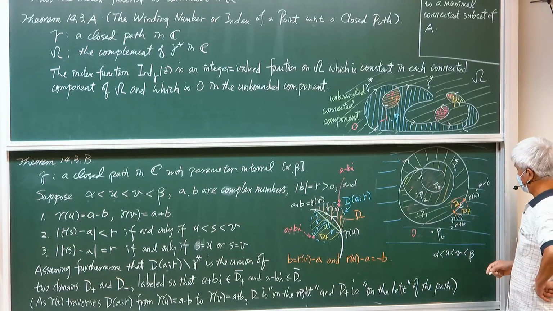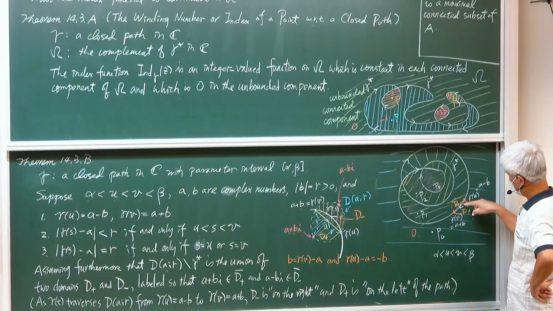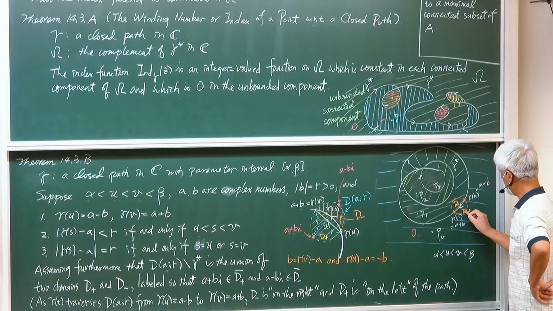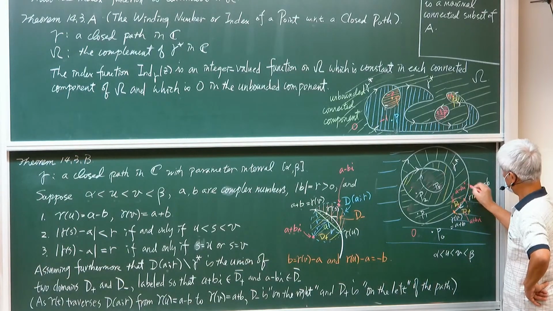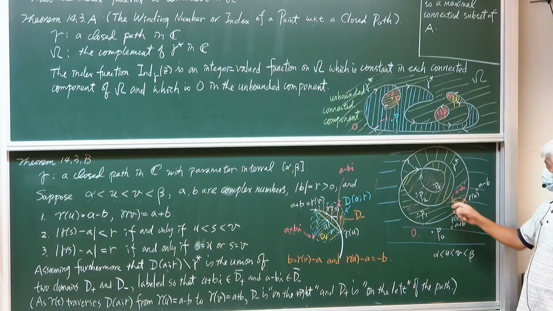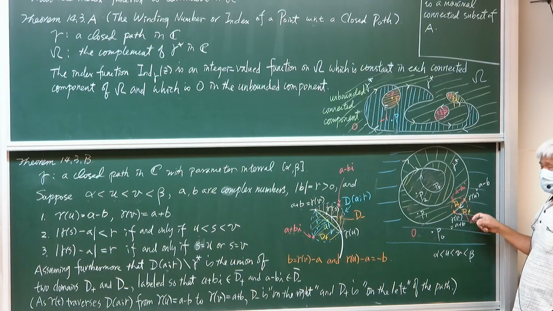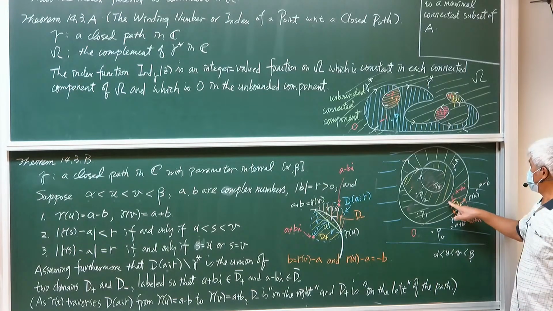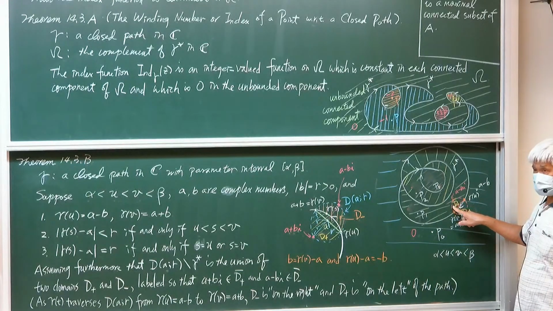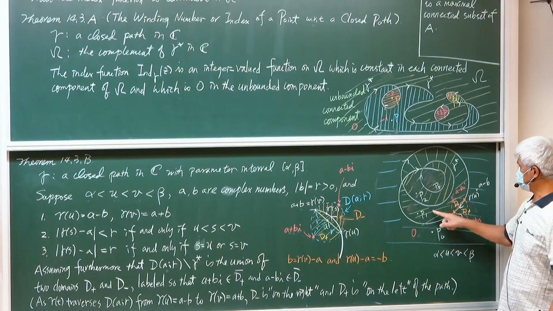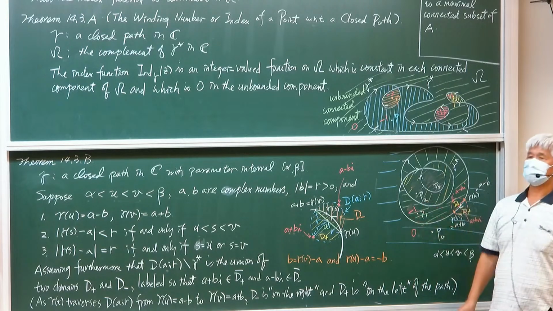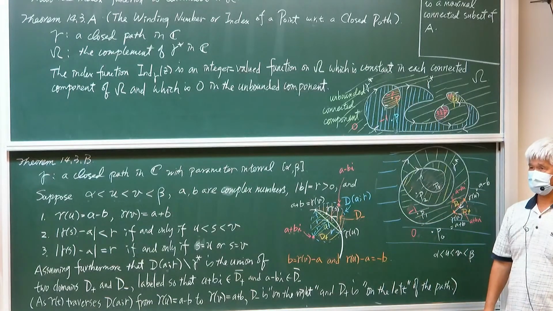Okay. And go this way. So the point here is A plus Bi, and the point here is A minus Bi. So this is D minus, and this is D plus. The index of the point in D plus is one more than the point in D minus. But in D plus, the index is 0, so in D minus, the index must be minus 1.